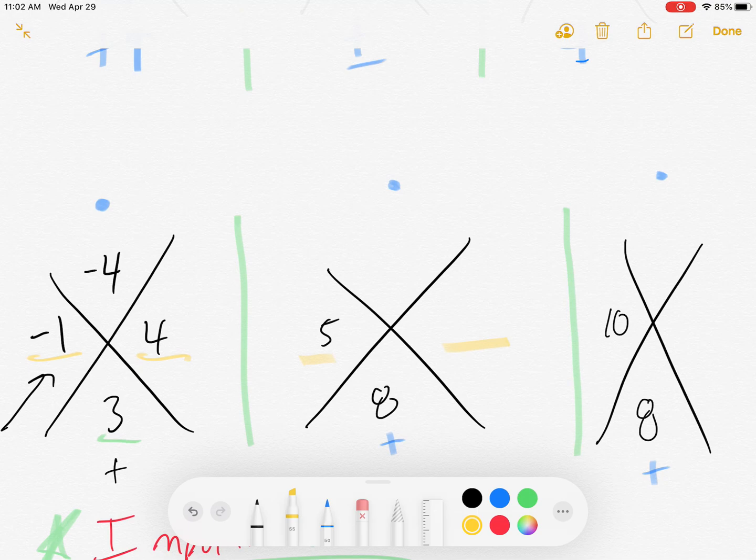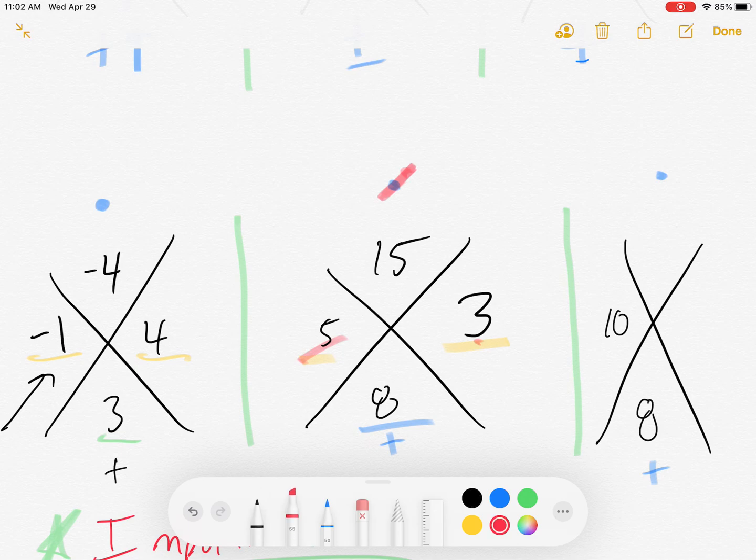Okay, we are doing yellow plus yellow equals blue on the bottom. So what number plus 5 is 8? Or 5 plus what number is 8? You should say, well, 5 plus 3 is 8. Now up top, we're going to do yellow times yellow. So 5 times 3, we should get 15.